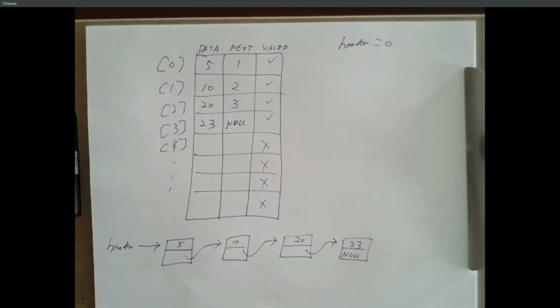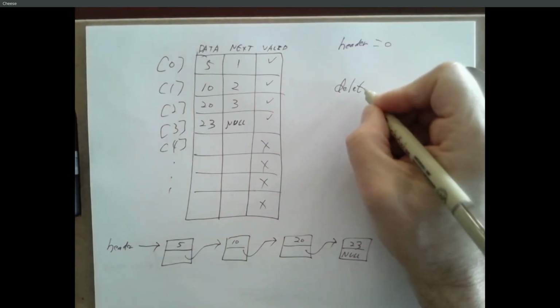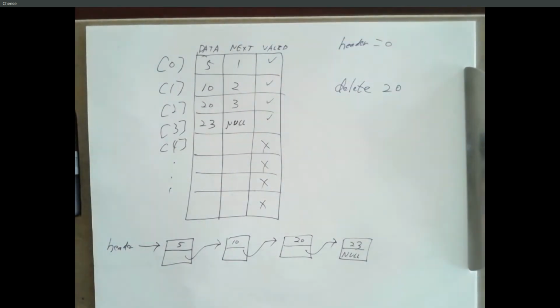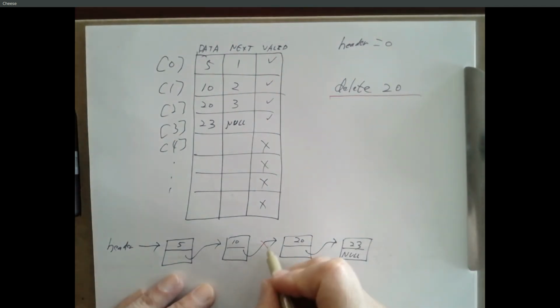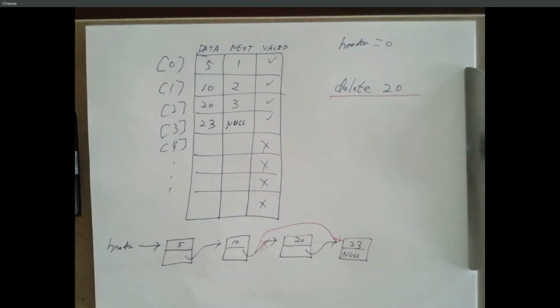Okay, so suppose we want to delete the 20. What do we do with our picture? We take this and we just skip over the 20 and point to the 23.